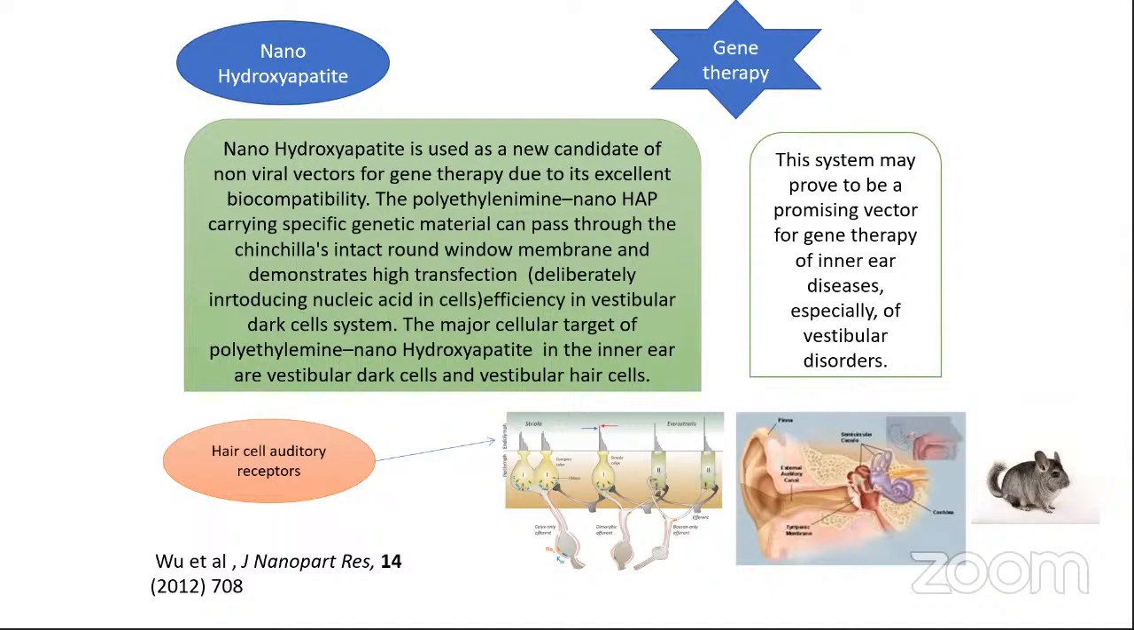So the major cellular target of polyethylenimine nanohydroxyapatite in the inner ear are vestibular dark cells and vestibular hair cells. Now I have shown the vestibular hair cells. Vestibular hair cells are like small hairs. They are made up of hydroxyapatite. And they are part of our auditory system, and they are auditory receptors.